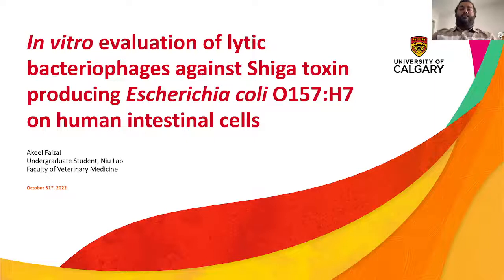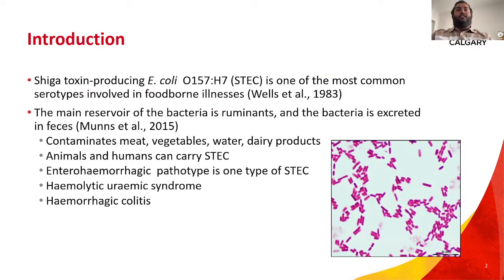Hello, my name is Akeel Faizal, and I will be presenting to you my research on the in vitro evaluation of lytic bacteriophages against Shiga toxin producing E. coli O157:H7 on human intestinal cells. So Shiga toxin producing E. coli O157:H7 is one of the most common serotypes of STEC involved in foodborne illnesses and causes diseases such as hemolytic uremic syndrome and hemorrhagic colitis.